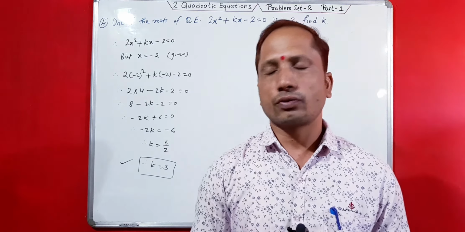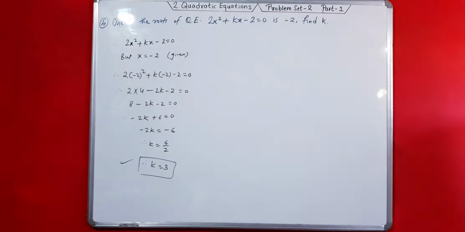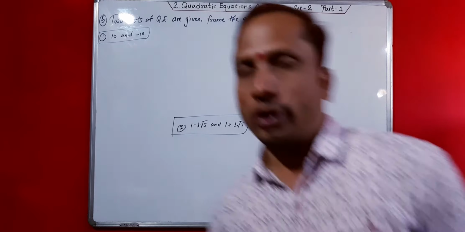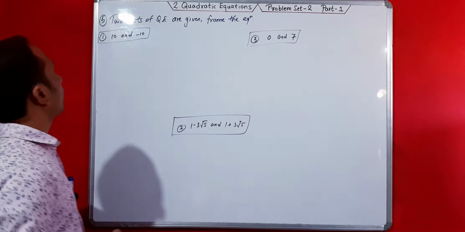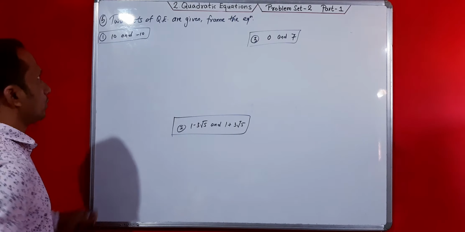Okay, so this is question number 4, you solve it, and now we're going to solve question number 5. Two roots of a quadratic equation are given. Frame the equation. Okay, you have to frame the equation. The roots are given.